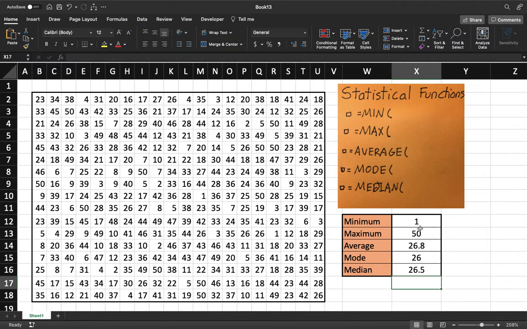All right, so that's kind of a cool little test, an introduction to some of the basic statistical functions used in Excel, and you can apply them to larger data sets to help you take apart the information and better understand it. All right, so I hope that helped.